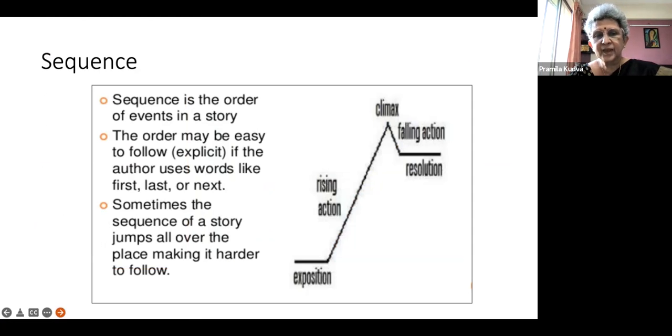Sequence. It's the order of events in a story. Sometimes it may be easier for you if they say, this is the first one, this is the last one, this is the next one. It's easier for you to follow. Otherwise, you will have to keep track, read, listen intently to ensure that the timeline is drawn out properly.